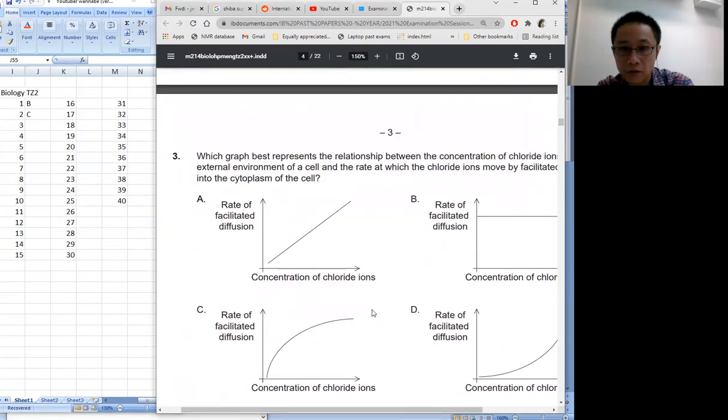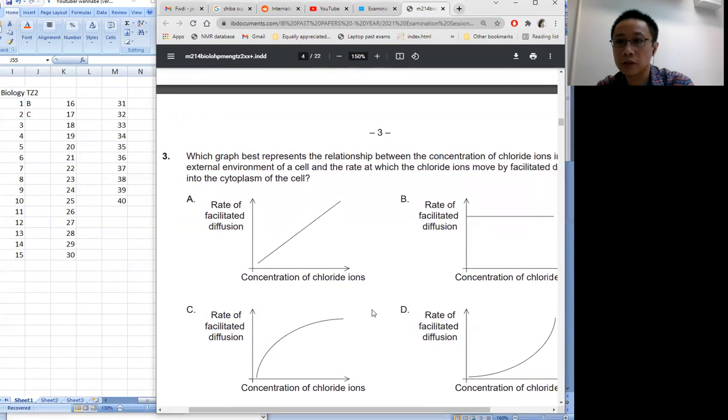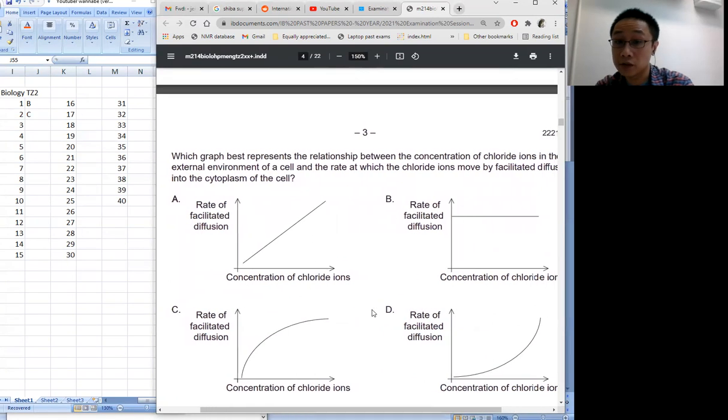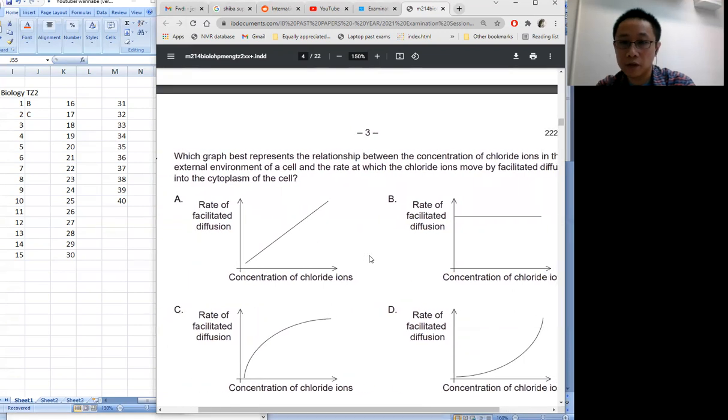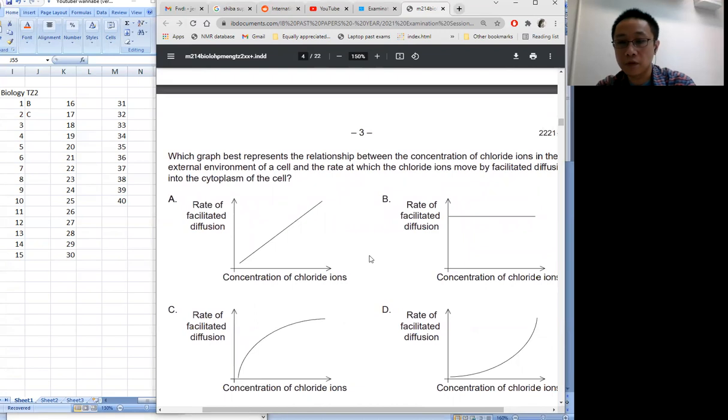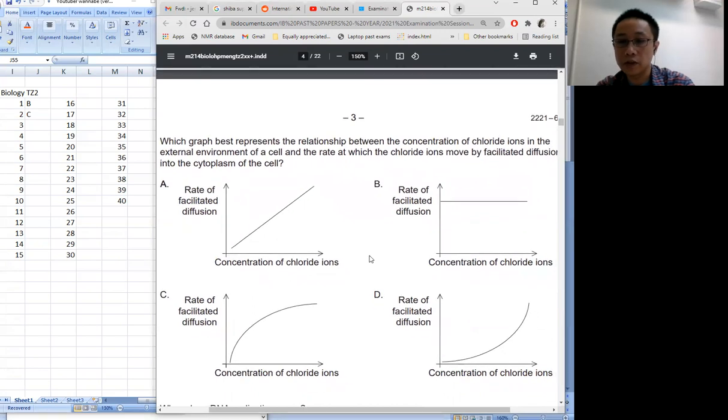Question 3, which graph best represents the relationship between concentration of chloride ions in the external environment of a cell and the rate at which chloride ions move by facilitated diffusion into the cytoplasm of the cell? So a higher external concentration represents a steeper concentration gradient. So the rate should definitely increase.